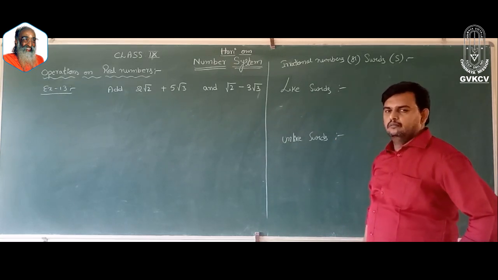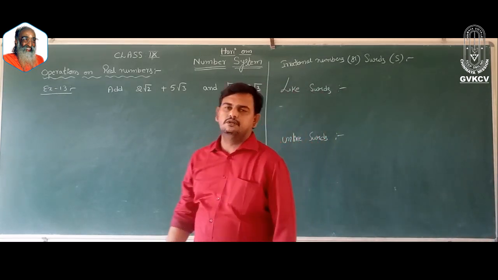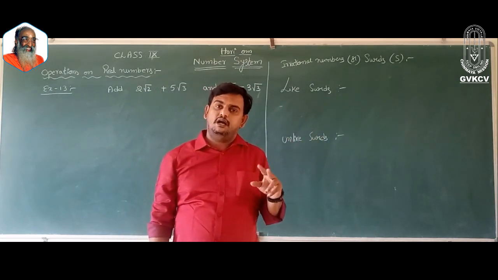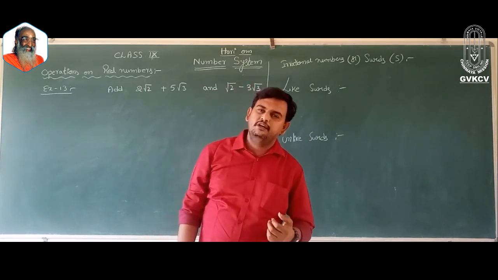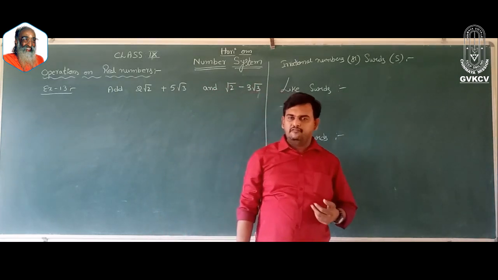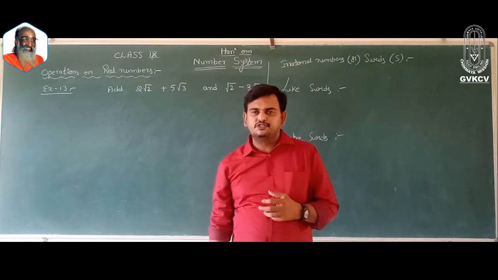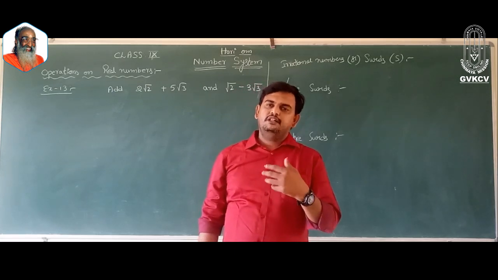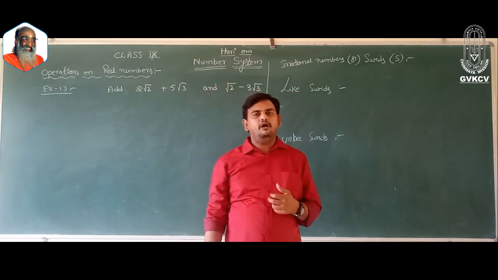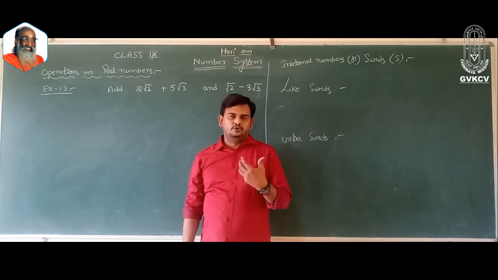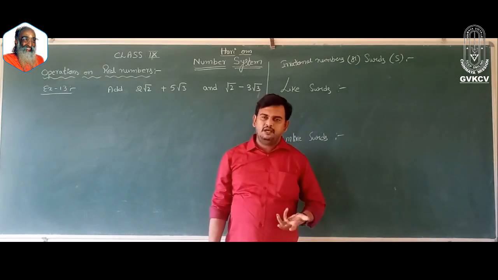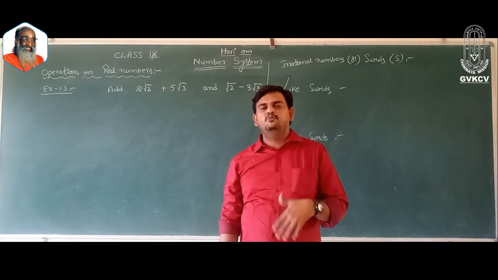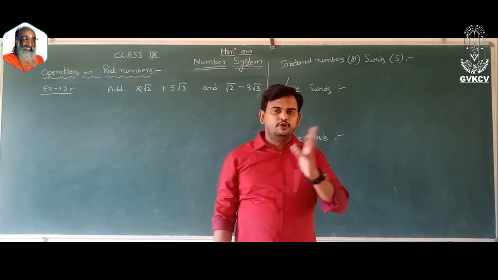Like, unlike. By just listening to these words, you might have got an idea of like fractions and unlike fractions. Where the denominators are the same, they are called like fractions. When we have like fractions, we can add and subtract very easily. Where the denominators are different, they are called unlike fractions. To add unlike fractions, we need to apply the LCM concept. Otherwise, unlike fractions should be converted into like fractions. Then we can add and subtract. That we know very well.